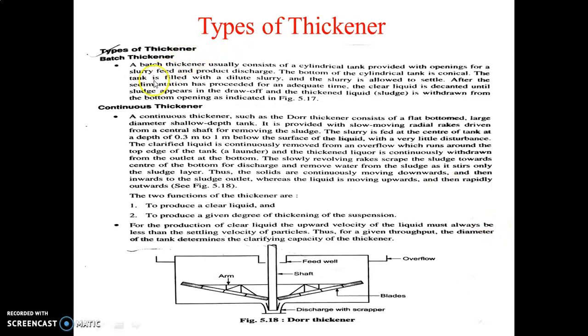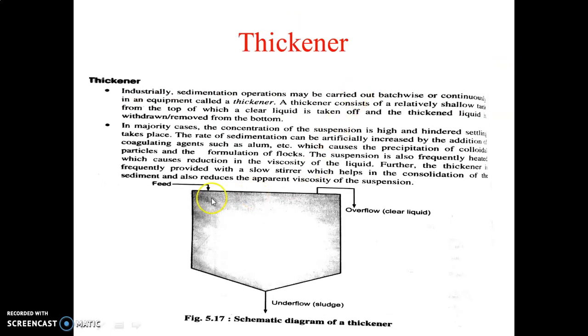Now first we will discuss what is meant by batch thickener. A batch thickener usually consists of a cylindrical tank provided with an opening for the slurry feed and the product discharge. So if we look at this, the tank is open. So an opening is provided here for the feed. Feed is nothing but that liquid plus solid material you have to add from here. And an outlet is provided at the bottom of the tank, which is conical.